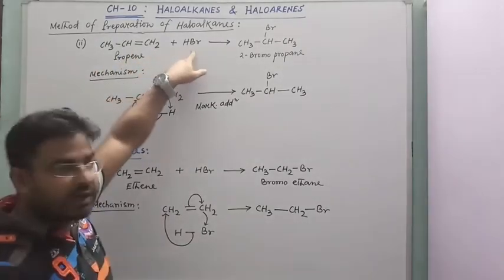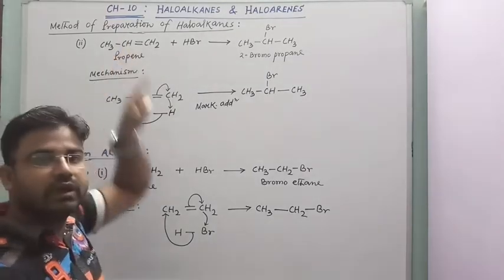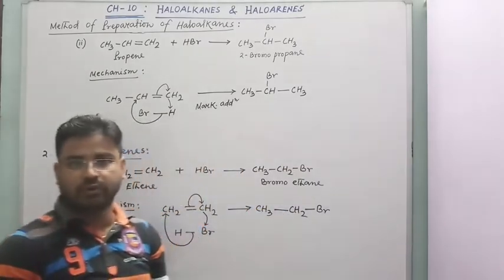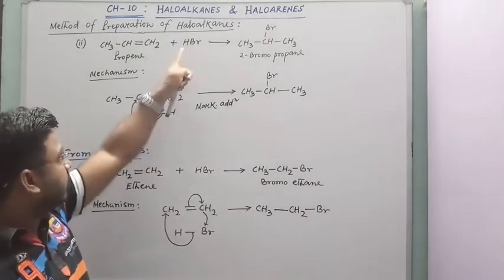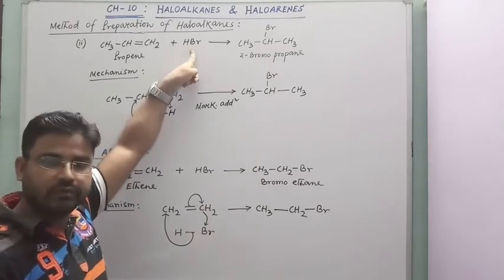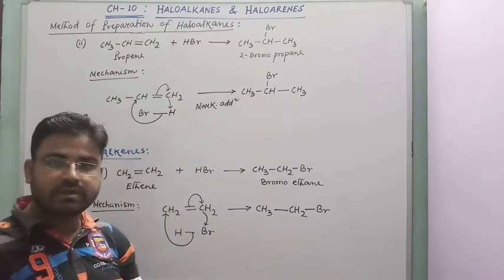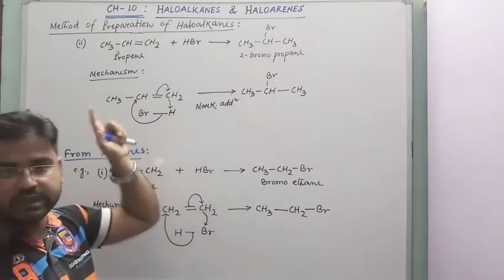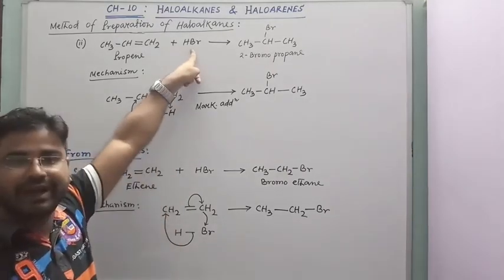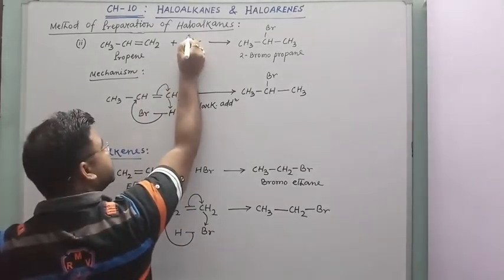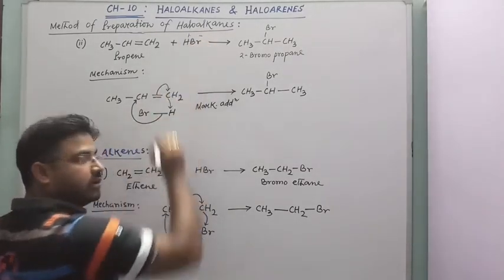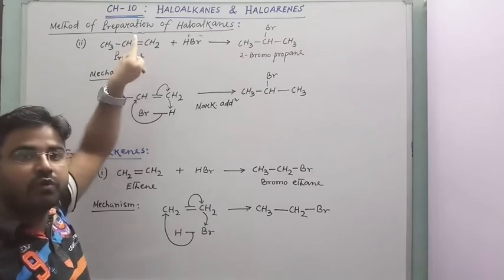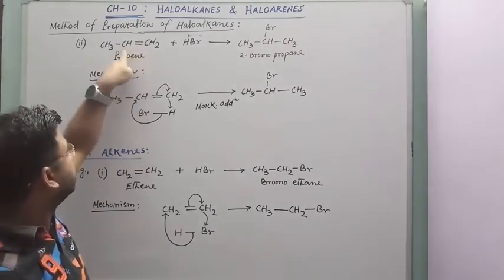When HBr, a halogen acid, reacts with an unsymmetrical alkene, the reaction takes place according to Markovnikov's rule. You studied this in first year. Markovnikov's rule states that the negative part of the addendum, which here is bromine, since hydrogen is positive and Br is negative, is attached to that carbon atom of the double bond. Which are the double bonded carbons? These two.